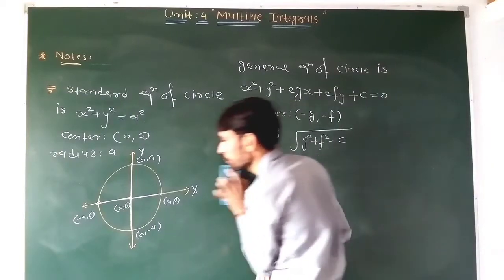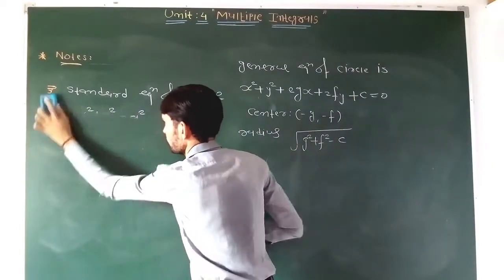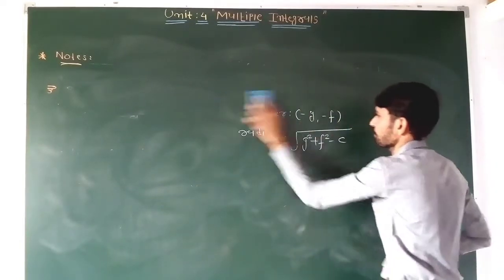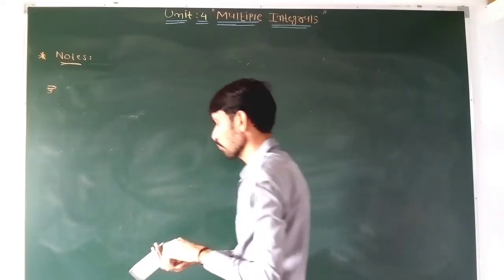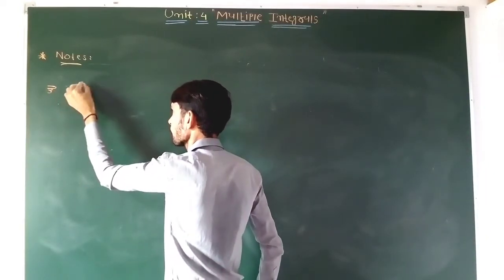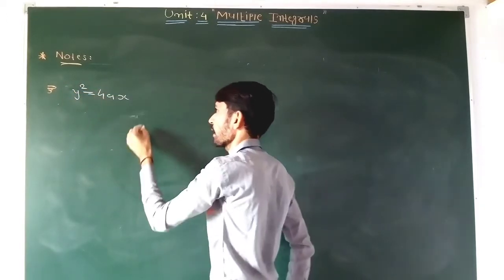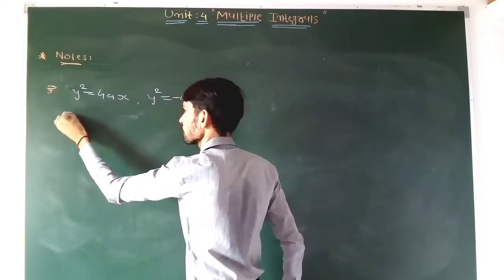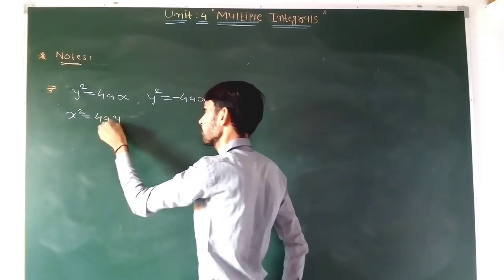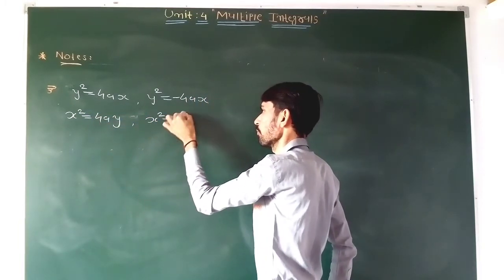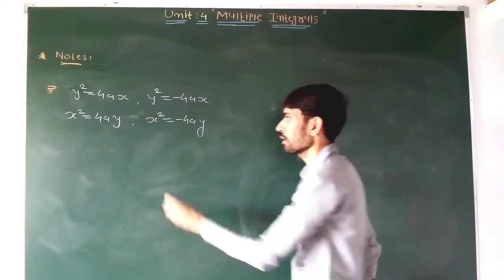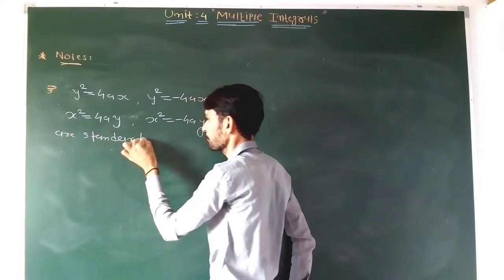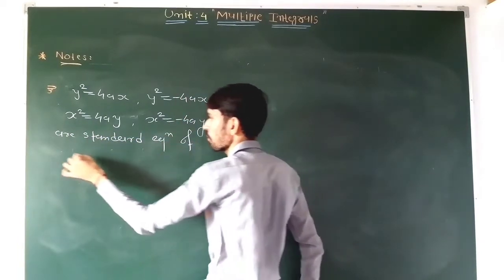Now we see the parabola. Here we write the standard equations of the parabola: y square is equal to 4ax, y square is equal to minus 4ax, x square is equal to 4ay, and x square is equal to minus 4ay. These are our standard equations of the parabola.